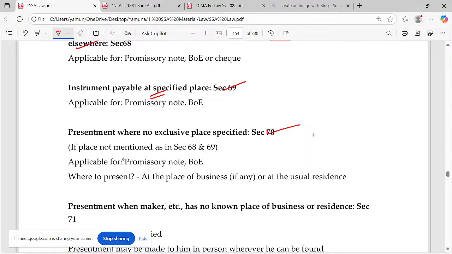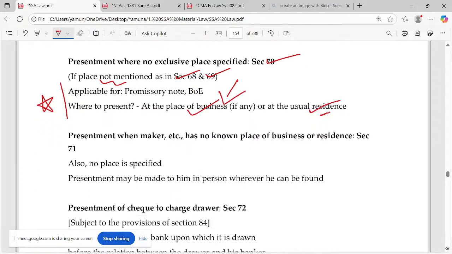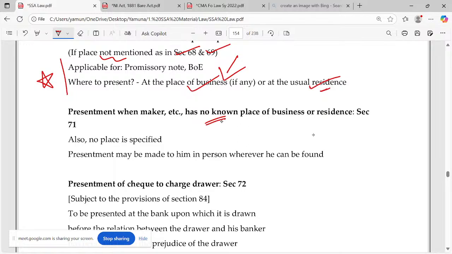Section 70, if place is not mentioned in section 68 and 69, please make a note of it where to present. Usually at the place of business or the usual residence. If the business related transaction இருக்குனால business எந்த ஏரியால எந்த சிட்டில ரன் பண்றாங்களோ அந்த பிளேஸ் தான் வந்து presented place இல்லனா residence எடுத்துக்கணும். Okay. Presentment when maker etc. has no known place of business or residence.